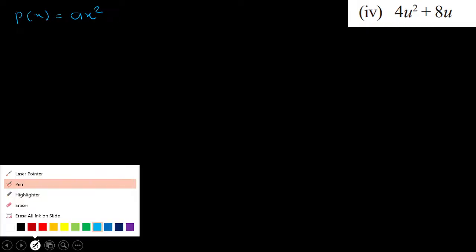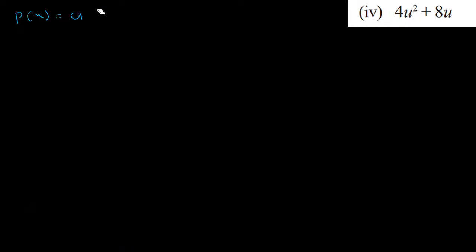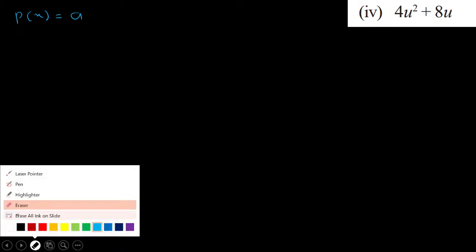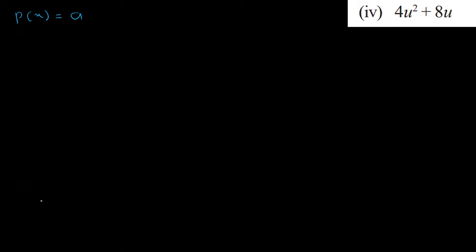Alright, here also first we'll compare it with, now here the variable is u. So what I can do, instead of writing x, we'll write u. So au square plus bu plus c. So what is the value of a? That is 4 and b is 8 and c is, there is no constant, so 0.